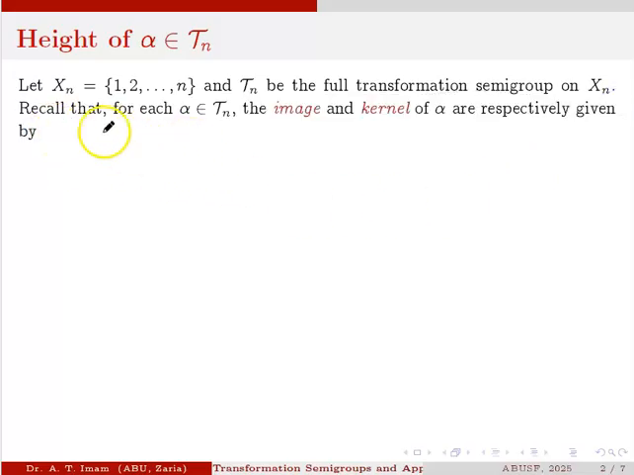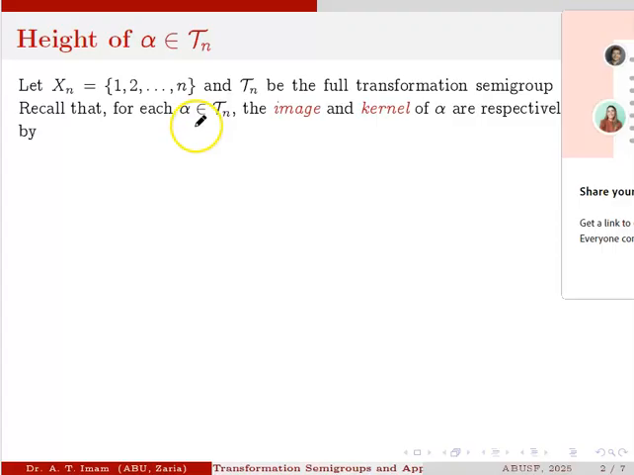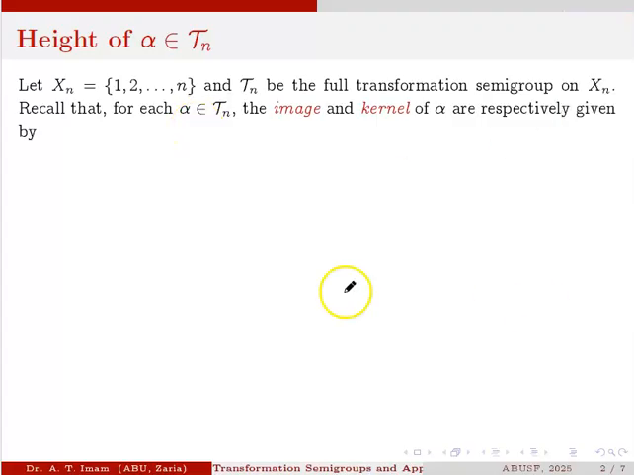Recall from our previous discussion that for each alpha in Tn, the image and the kernel of alpha are respectively given by: Im alpha is the set of all points y in Xn such that there exists some x in Xn such that x alpha equals y. So any point that has some pre-image under alpha is an image point. The set is denoted by Im alpha.